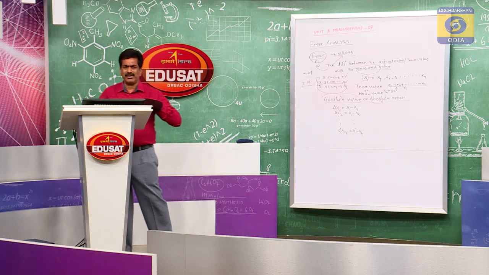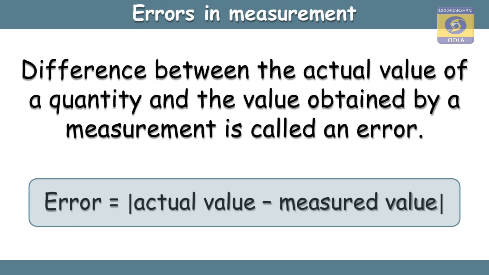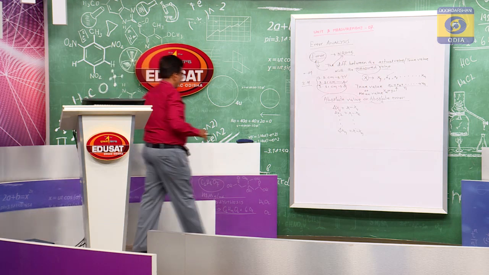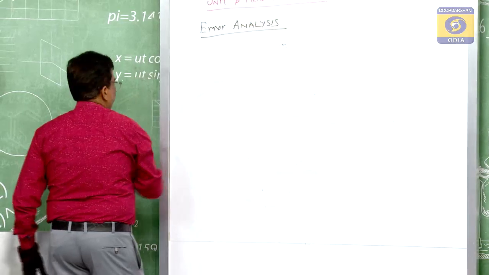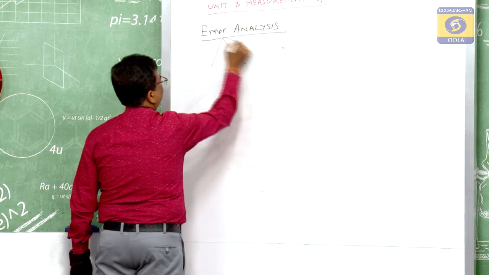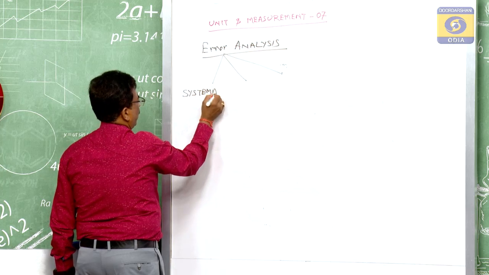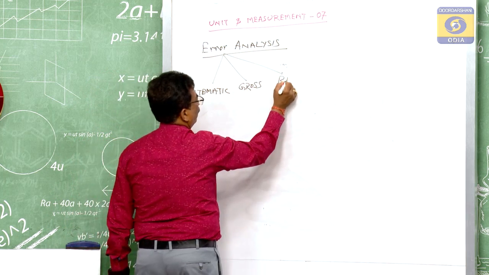So let us now go to error measurement. What is error? It is the difference between the actual value of the quantity and the value obtained by measurement. That is called the error. And that error is of 3 types: systematic error, gross error, and random error. One is systematic, one is gross, one is random.